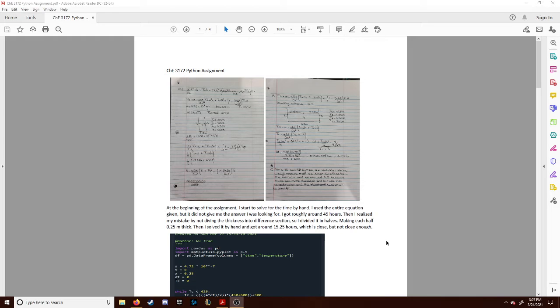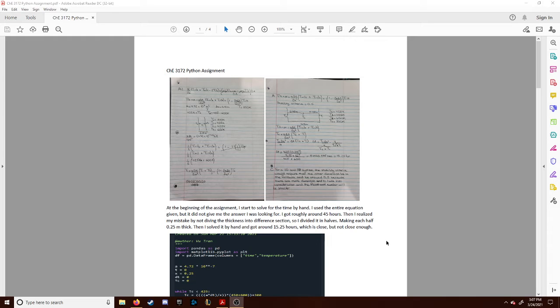And I used the time formula. I didn't set the stability criteria to be one half. Thus, I have the wrong answer. I got around 45 hours, which was way off. So I had to go back and rethink the problem.